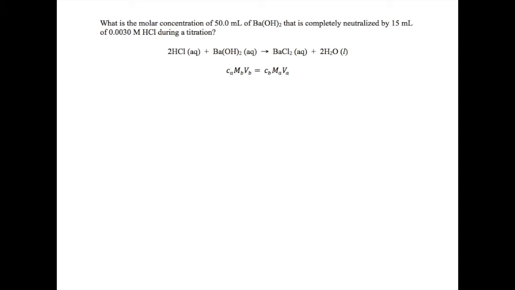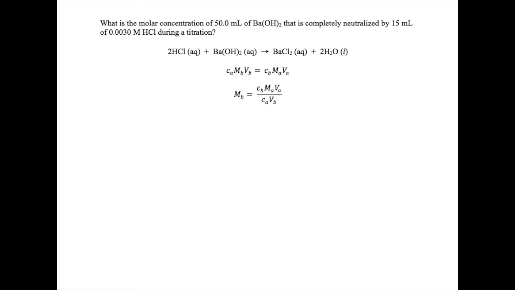In this problem, we're going to go straight to using the equation method because I think it's a little bit faster. Again, the equation is the coefficient of the acid times the molarity of the base times the volume of the base equals the coefficient of the base times the molarity of the acid times the volume of the acid.